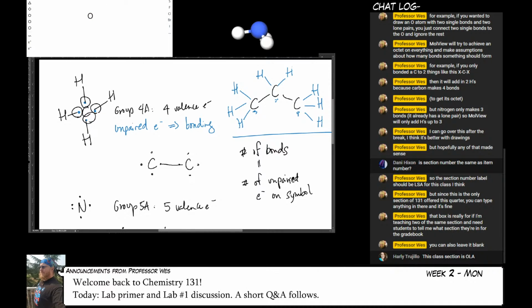If I do it with oxygen, same thing. Oxygen should make 2 bonds because it has 6 valence electrons. 2 pairs of 2 for 4 total, and then 2 singles for 6 total. And that looks like this. In fact, that looks like a molecule you're probably familiar with, right? That's water.